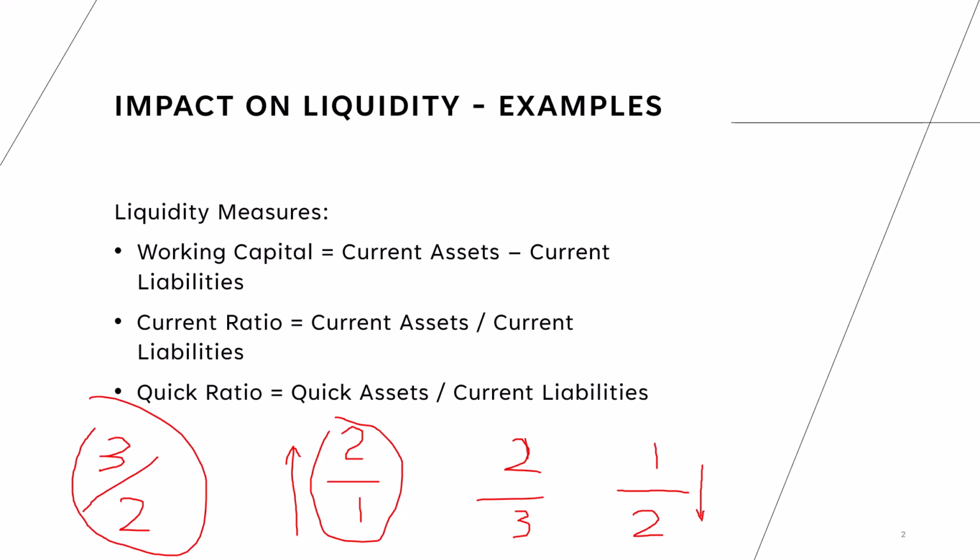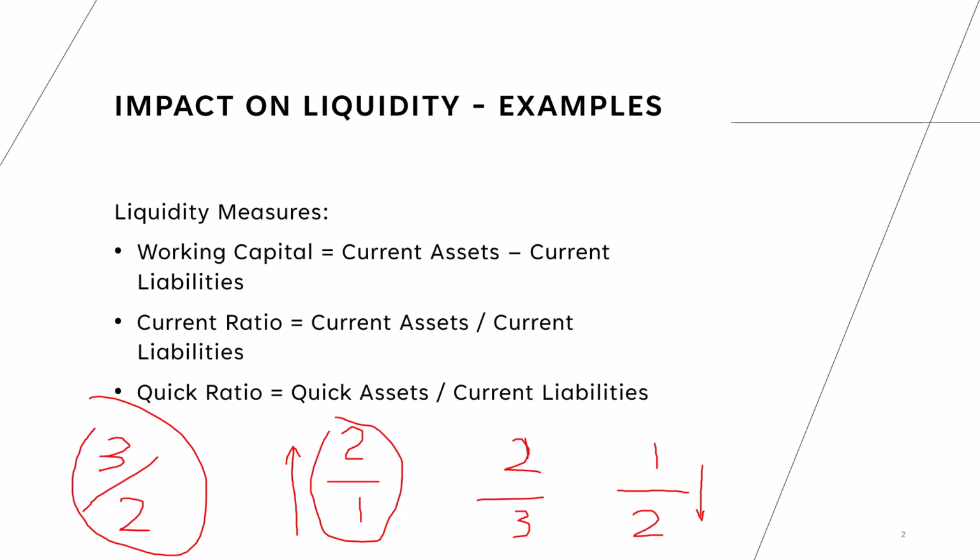What if you use accounts payable? Well, if you use accounts payable, again, the quick ratio goes down because your quick assets do not change, but your current liability goes up. So that causes the ratio to go down.